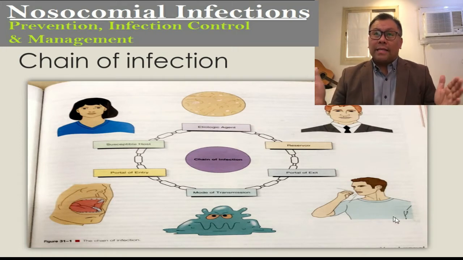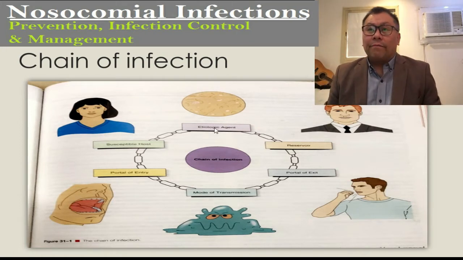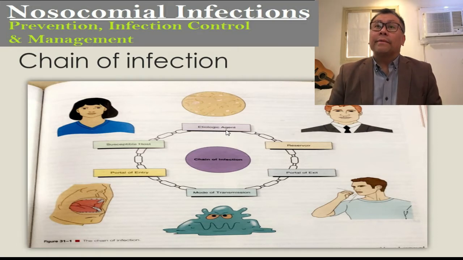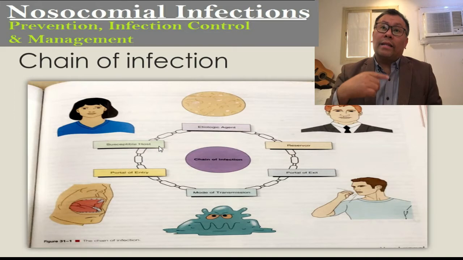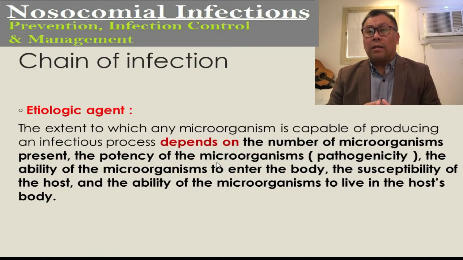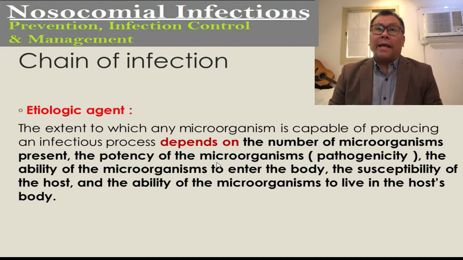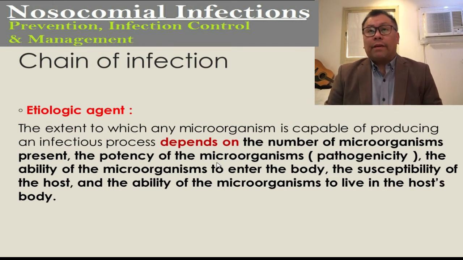We have a schematic diagram of the chain of infection. First is the etiologic agent, then it goes to the reservoir, to the portal of exit, then the mode of transmission, then the portal of entry, and then to the susceptible host. That is what we call the chain of infection. Next, the etiologic agent is the extent to which microorganisms are capable of producing an infectious process.